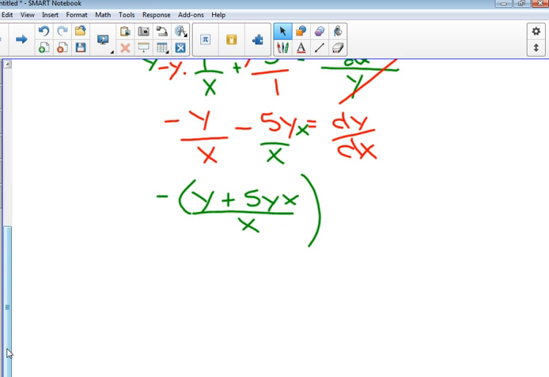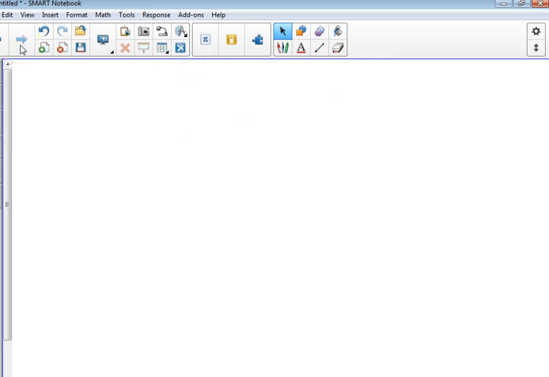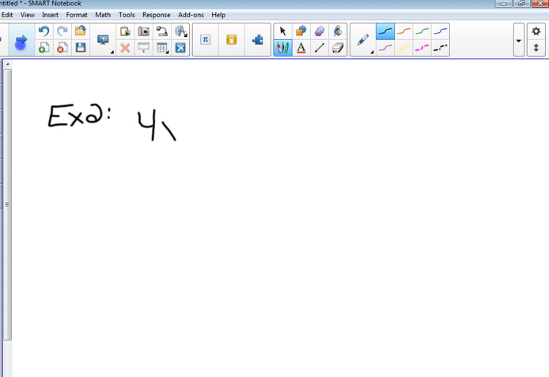How did you guys do with the implicit part? Do you remember? You kind of see why you have to get dy dx alone? I'm curious how you guys are going to solve this next one. Actually, I don't even have to solve it. There's lots of ways you guys could have done that.